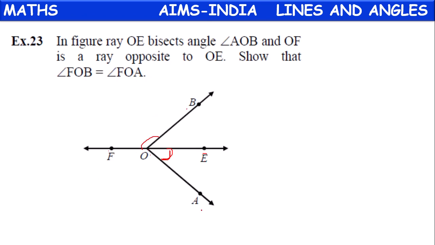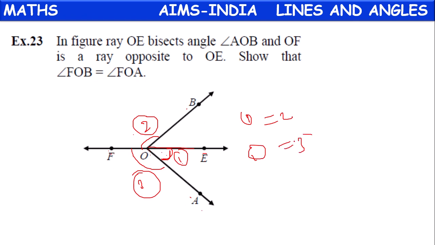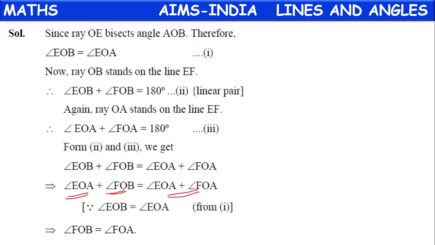So this part is equal, this part is equal. Suppose EOA is 1, 1 is equal to 2, and 1 is equal to 3. Then indirectly we can write 2 equals 3. That means FOB equals FOA.